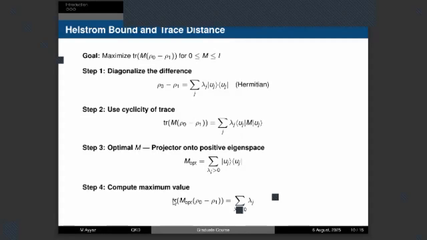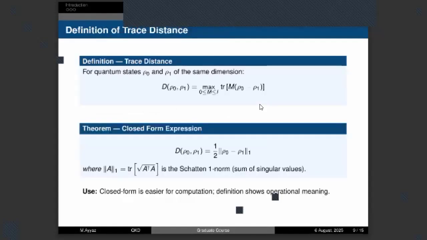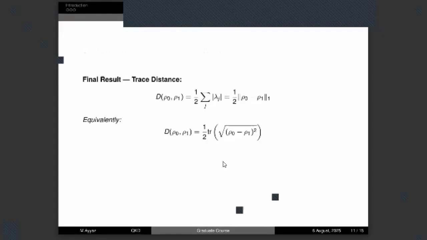So we just need to calculate the sum of the absolute values of the eigenvalues of that density matrix, and this is essentially this part. So we have turned the optimization problem into the sum of the absolute eigenvalues.